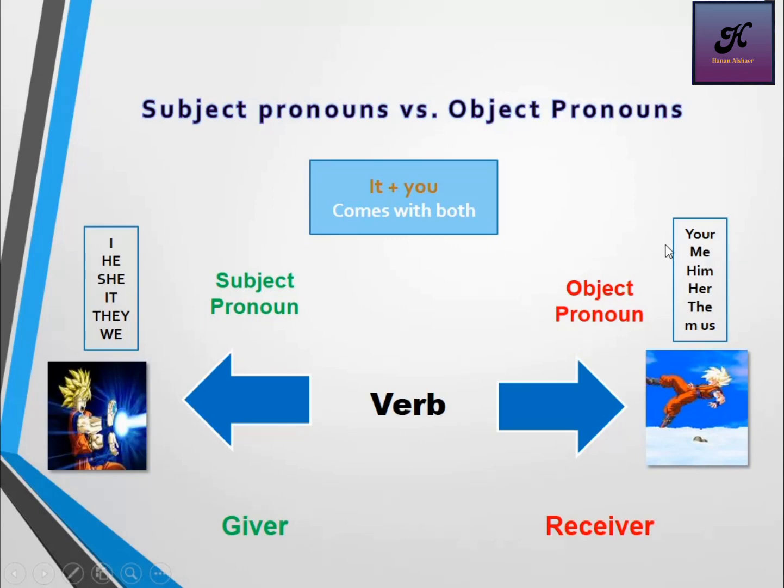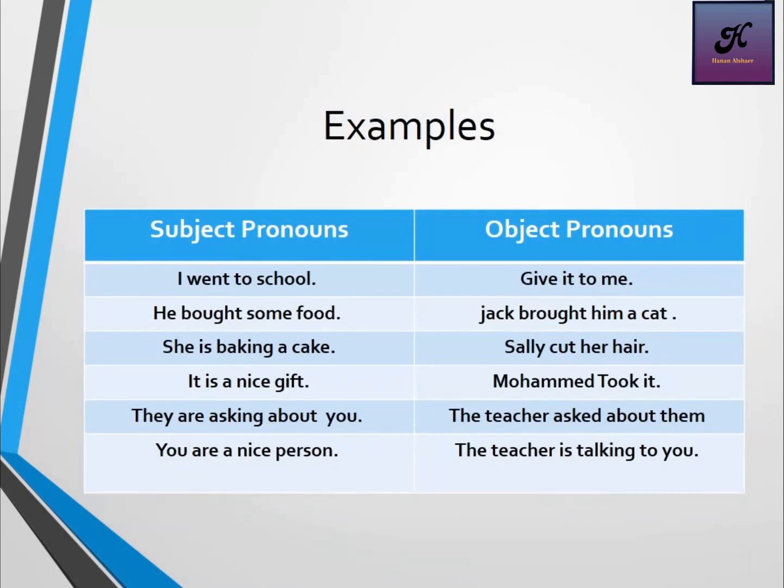Okay? So these are the pronouns that come as object pronouns. Me instead of I, him instead of he, her instead of she, them instead of they, and us instead of we. Excellent job. And it and you here, they come with both subject and object pronouns. Like what? Let's have some examples in the next slide.